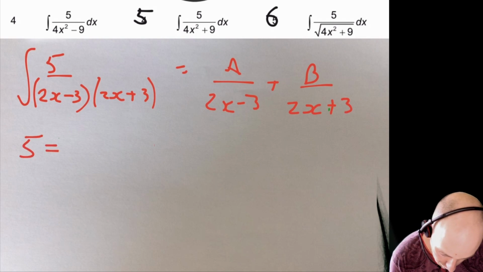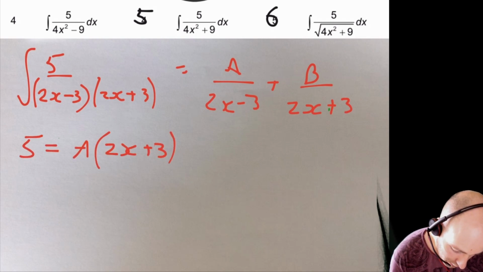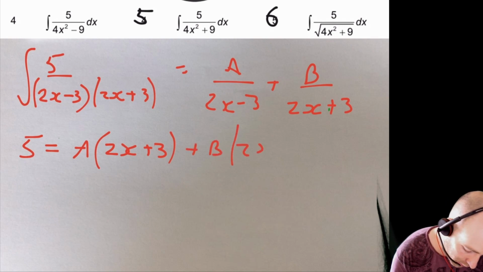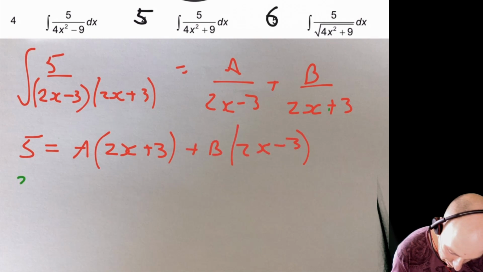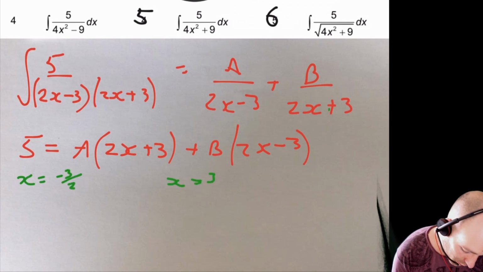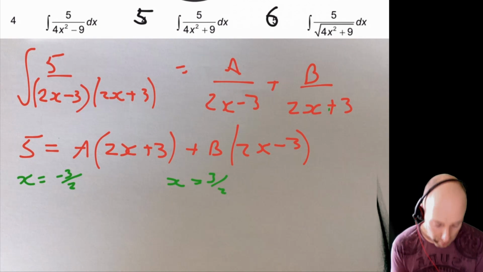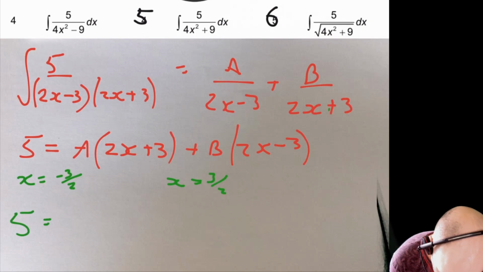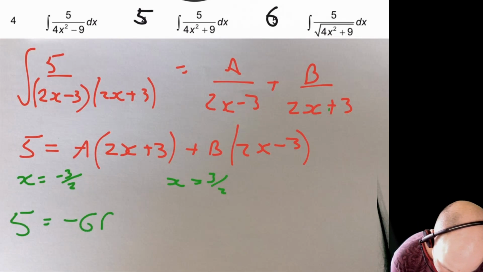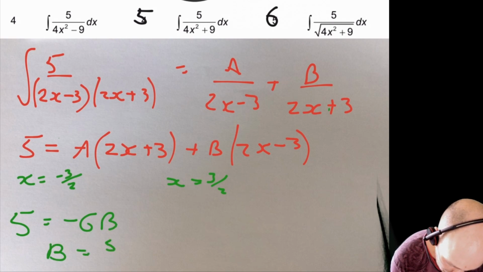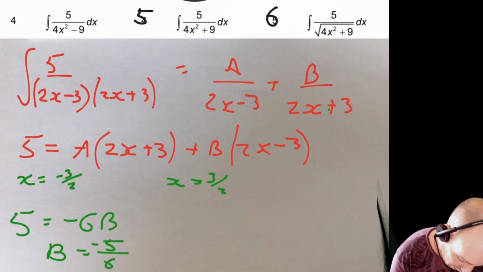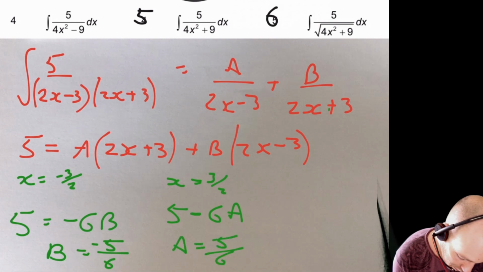So we get 5 equals a(2x plus 3) plus b(2x take 3). So we're going to say x equals minus 3 over 2 and x equals 3 over 2. So for minus 3 over 2, we're going to get rid of the a bracket. We're going to be left with 5 equals minus 6b. So therefore b is minus 5 over 6. If we do the same thing for a, we get 5 equals 6a. So a is positive 5 over 6.